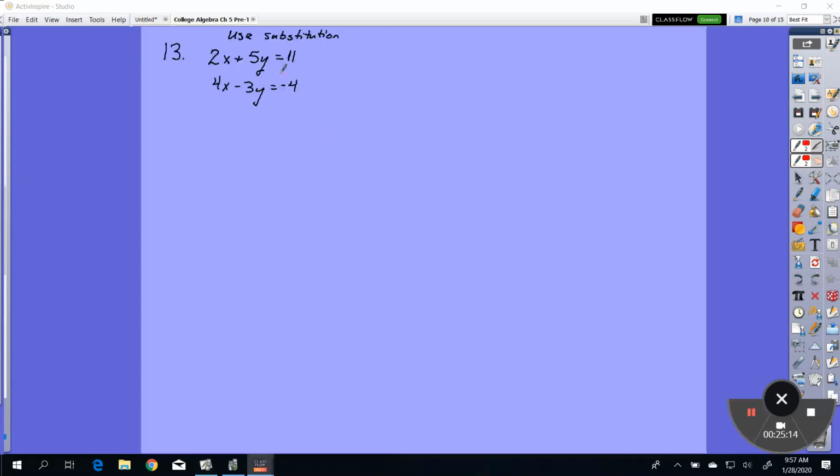So 13 says use substitution. I look at these, there's not anything that's not going to be a decimal when I solve for a fraction. So I just choose one. I'm going to solve for y on this first one. So I minus the 2x, minus the 2x. 5y equals 11 minus 2x. This is about how the first question on your test looks, and so I wanted to make sure I had one on your pretest that looked similar to it. So that's what y equals.